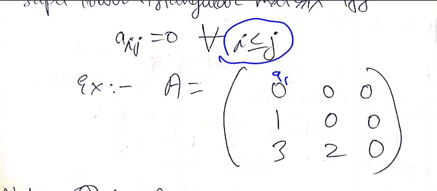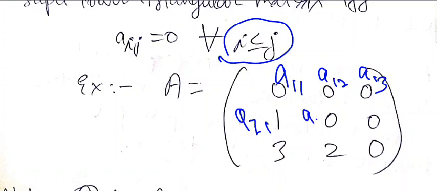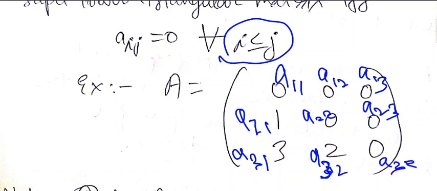Now you can clearly see this thing. A11, A12, A13, A21, A22, A23, A31, A32, A33. Aij equal to 0 for all i smaller than or equal to j.